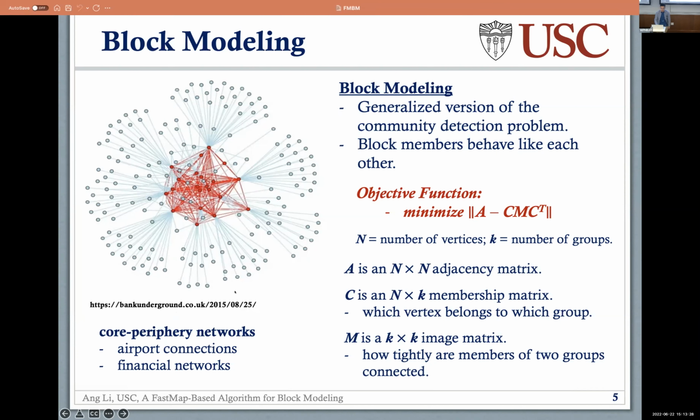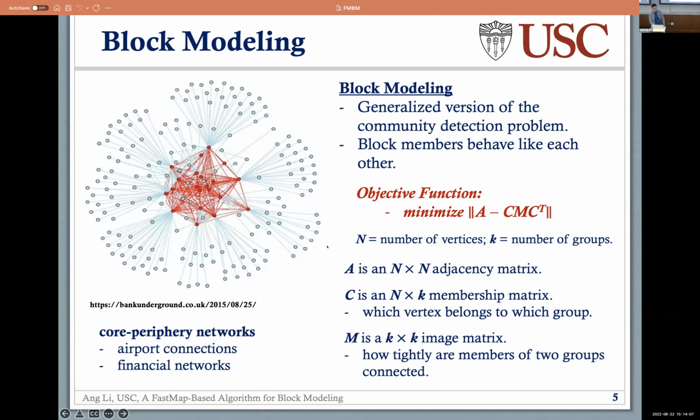In block modeling, there is a commonly used objective function. It is to minimize the difference between A minus C times M times C transpose. Here, A is given, which is the adjacency matrix, and C and M are what we want to design so that we minimize this term. C is the membership matrix, which indicates which vertex belongs to which group. And M is the image matrix, which indicates how tightly members of two groups are connected.